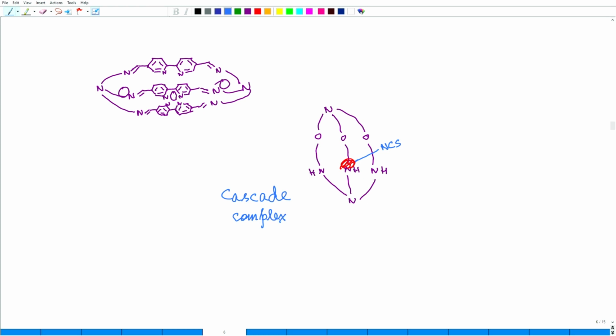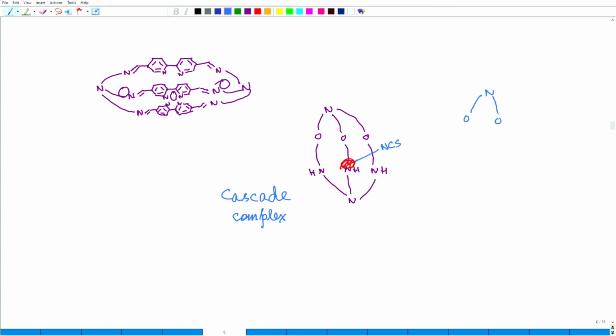So, what is a cascade complex? The definition would be when a cryptand, either mononuclear or dinuclear or trinuclear, binds to certain anions or neutral molecules, then the resultant complex will be called a cascade complex. For example, it can bind one water molecule also. Instead of NCS, it can bind water molecules also, that will be another cascade complex.